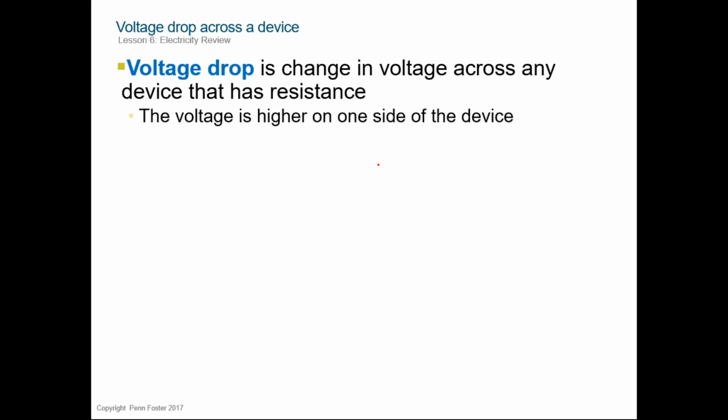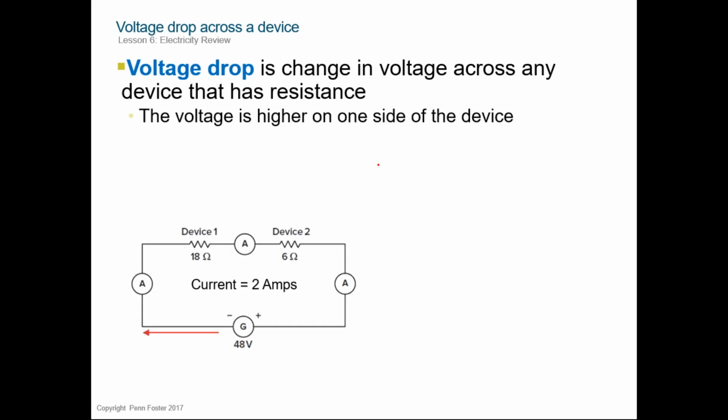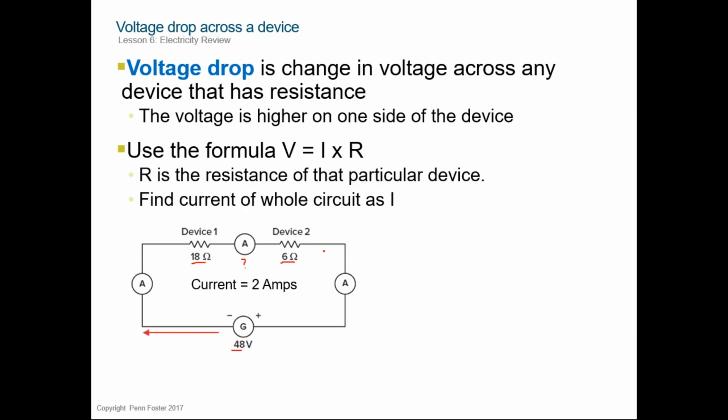So that voltage will change as it goes across each one. So for example, you've got this same circuit here that we just looked at. We start out with 48 volts over here. As it goes across device 1, which has a resistance, the voltage is going to decrease, so it won't be 48 anymore. And then it'll be a different number here, in between device 1 and 2. And then it's going to drop again across device 2. And so to figure that out, we just use our standard voltage formula where voltage is current times resistance, and we just use the resistance of that particular device.